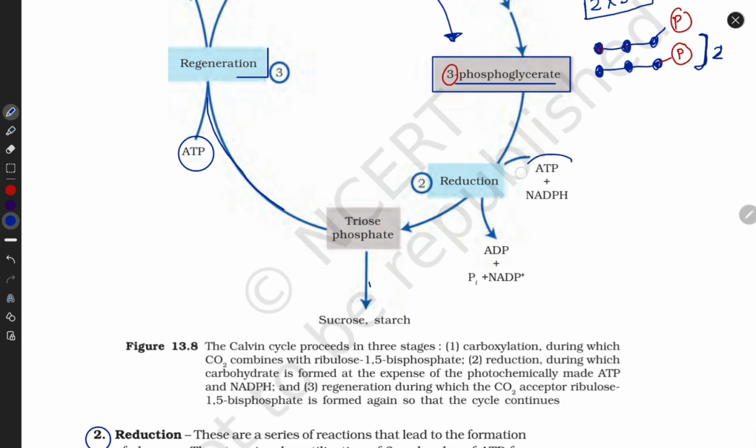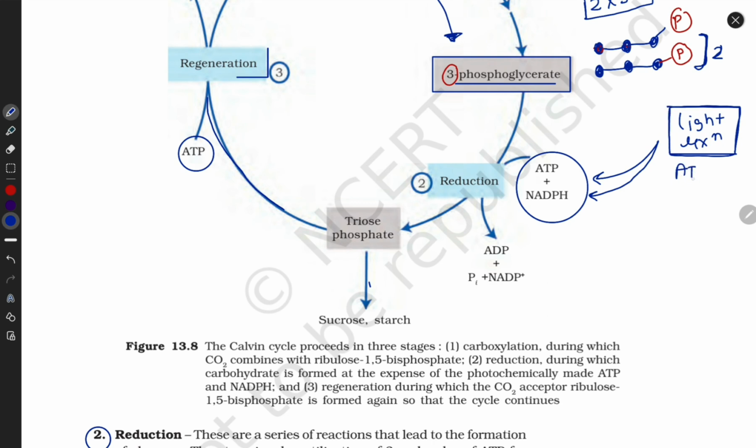We use some energy, and this energy is coming from where to where? This energy comes from the light reaction by the cyclic and non-cyclic photophosphorylation mechanism. In the light reaction, their main role is what? They produce ATP and NADPH. ATP is produced in the thylakoid membrane and NADPH is produced in the stroma. I already discussed all these things.